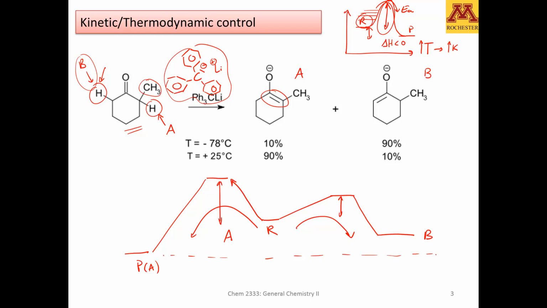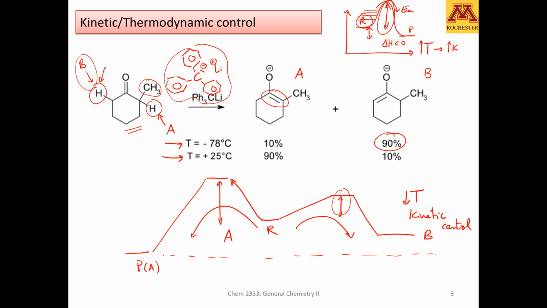Let's see what happens at different temperatures. At low temperature, what you obtain is mostly B. That means that at low temperatures, the product that you obtain is due to what we call kinetic control. You obtain the product that has the smallest barrier, because the reactants do not have enough energy to pass large barriers.